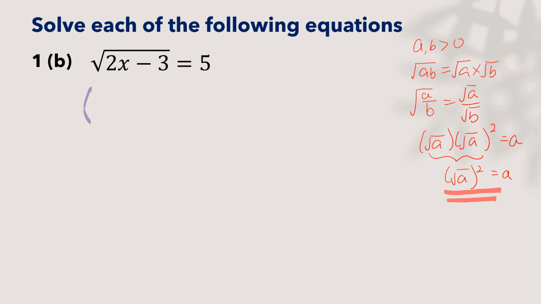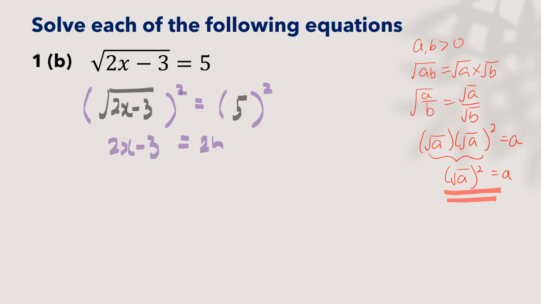So we're going to square both sides of our equation. All right, so what do we get? Yes, we'll get 2x minus 3 equals 25. And 2x will be equal to 25 plus 3, that gives you 28, and x equals 14.